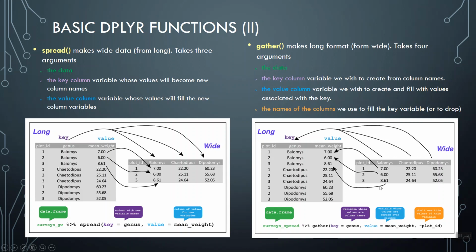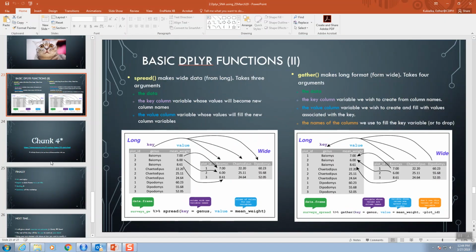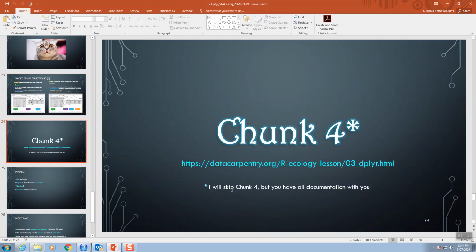Gather is the same, but the other way around. And I will let you explore it on your own, but it's basically the same thing. We have an extra argument that is the one we use to fill the key variable here, or maybe we want to drop it. So there are some exercises for you. That's chunk 4.